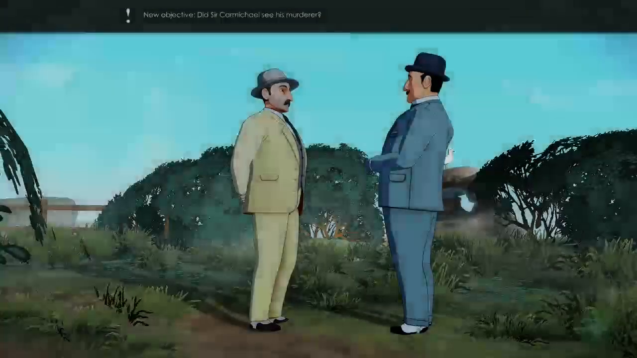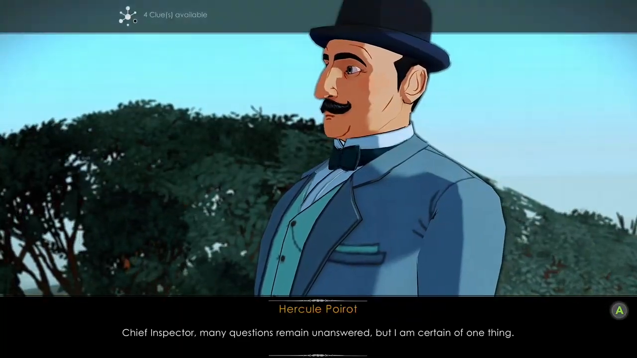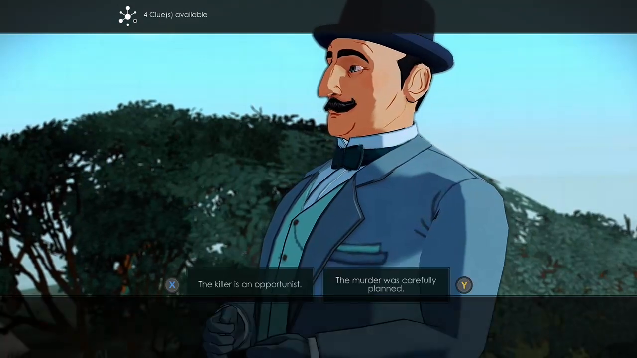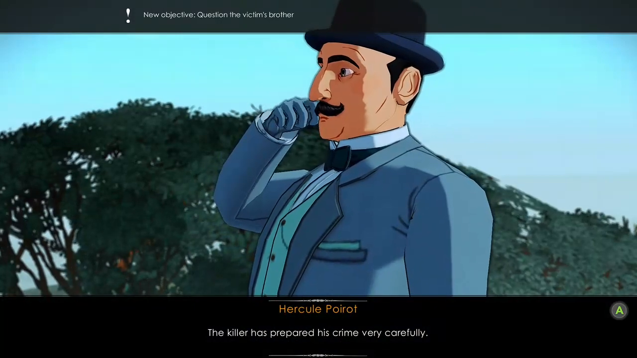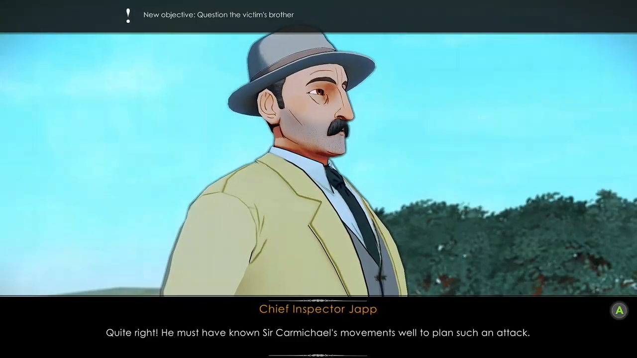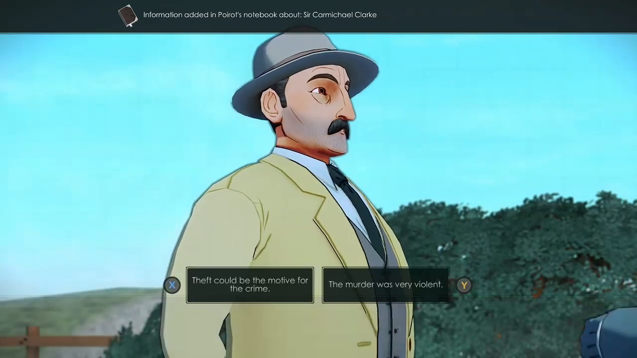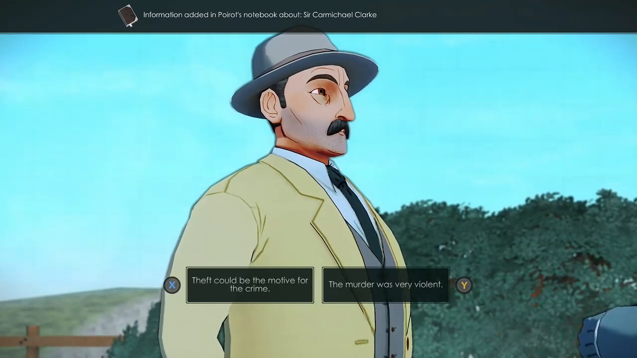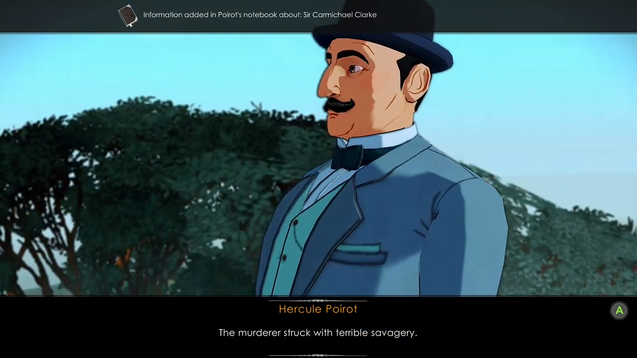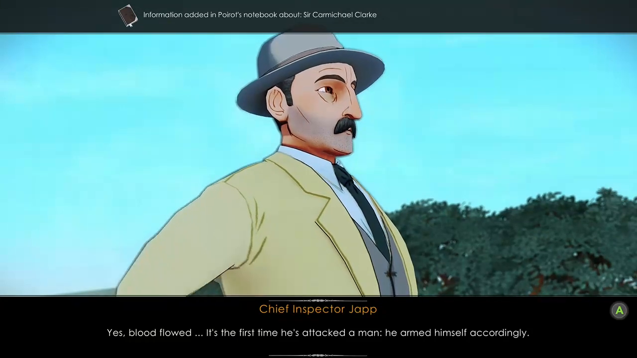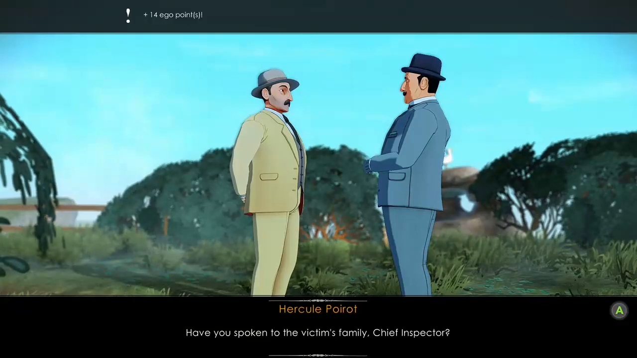Hello, Chief Inspector. Have you finished, Poirot? Inspector, many questions remain unanswered, but I am certain of one thing. The killer has prepared his crime very carefully. Quite right. He must have known Sir Carmichael's movements well to plan such an attack. The murderer struck with terrible savagery. Yes, blood flowed. It's the first time he's attacked a man. He armed himself accordingly. Have you spoken to the victim's family, Chief Inspector?